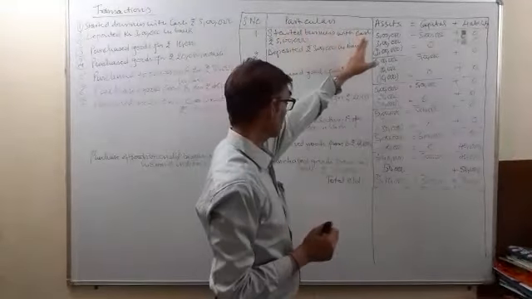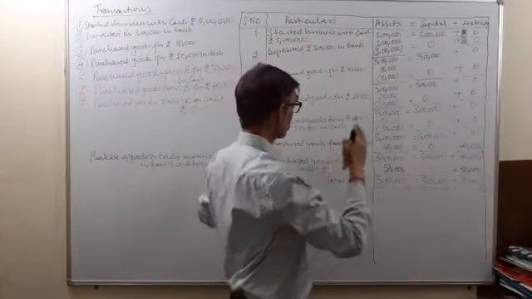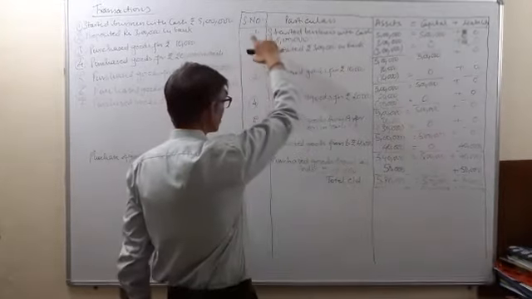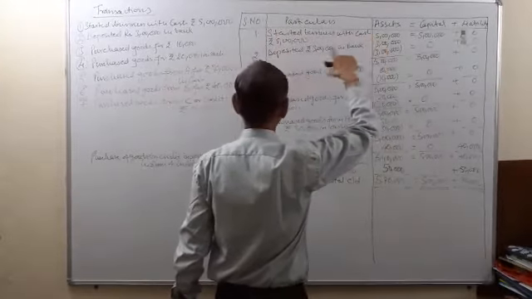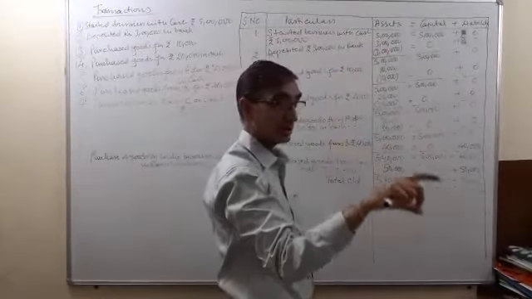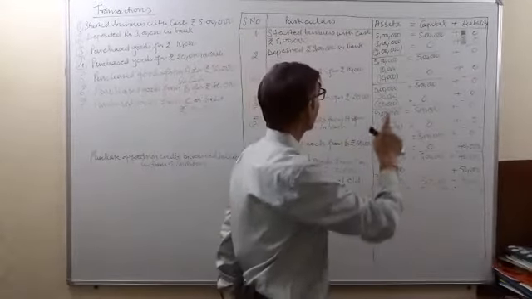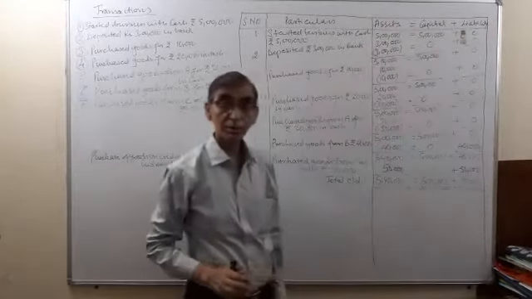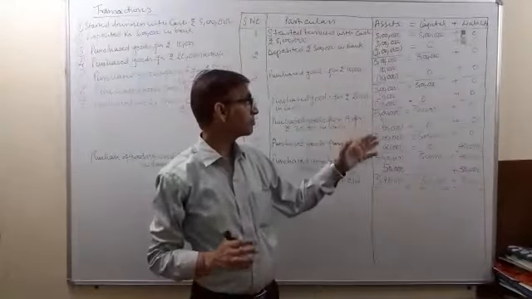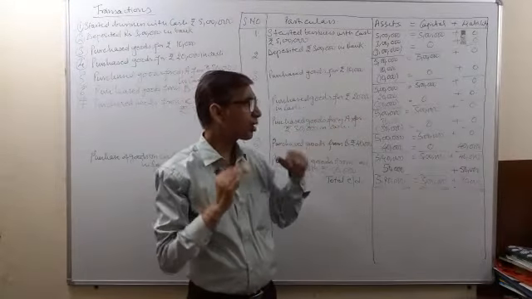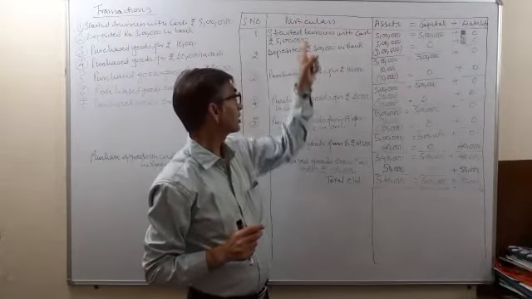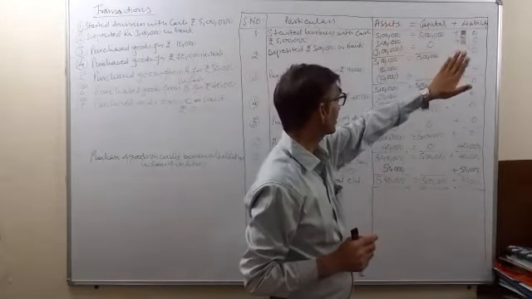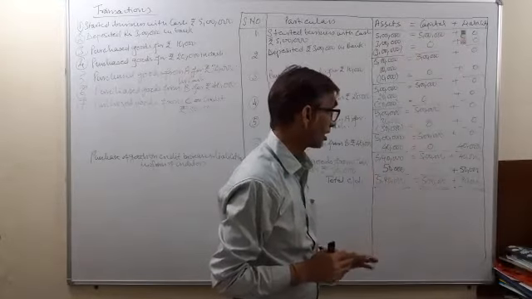Then the next column should be the biggest column, the spacious one, because over here you have to write down the transaction that is given in the question. Then the asset is equal to capital plus liability. This column is to be prepared, and this column should be a bit smaller than the particular column, so that you can adjust these three figures in it.